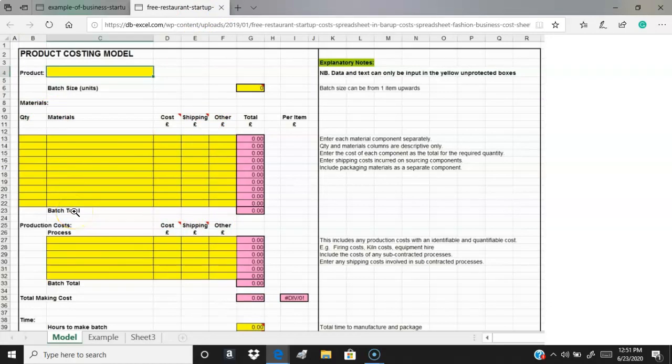So again, that's if you're making your own products. If you're not making your own products, this will change from materials to actual products, and then you'll put the cost, the shipping, the cost of the wholesaler, anything like that. Okay, guys.